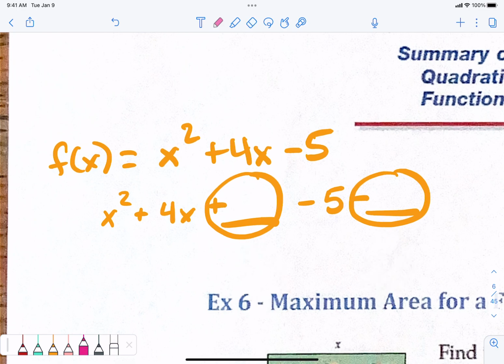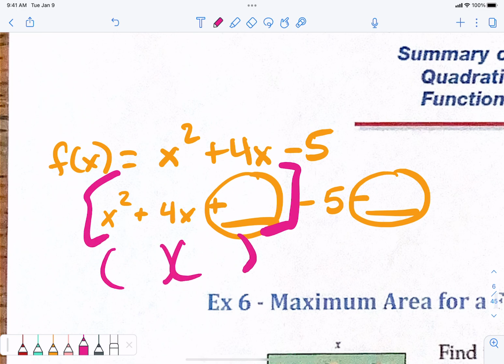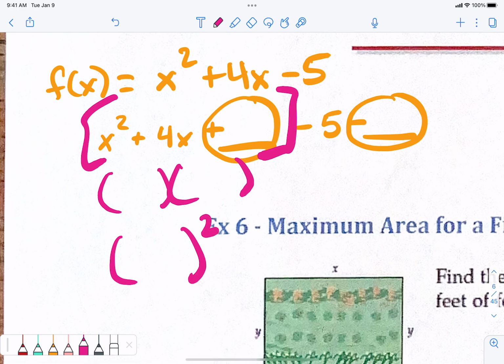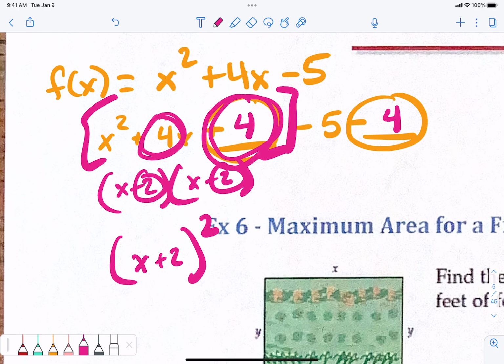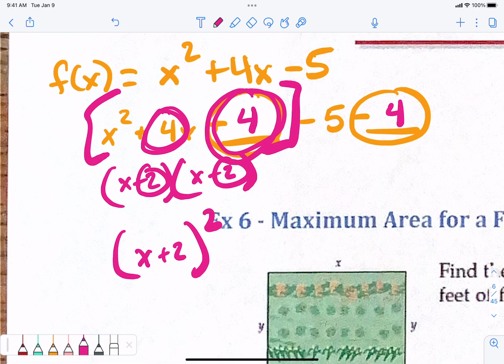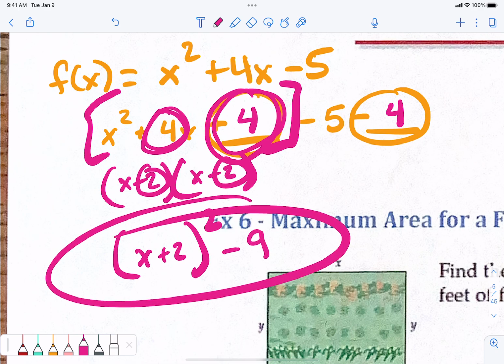I want to focus on this part right here. I want to break it down into two pieces so that eventually it will be this squared. I have to multiply to get this number and add to get 4. x plus 2 and x plus 2, so this is x plus 2 squared. But 2 times 2 is 4, so I'm going to subtract 4 over here. So this is x plus 2 squared, and then minus 9. Now it's in vertex form and it's done.